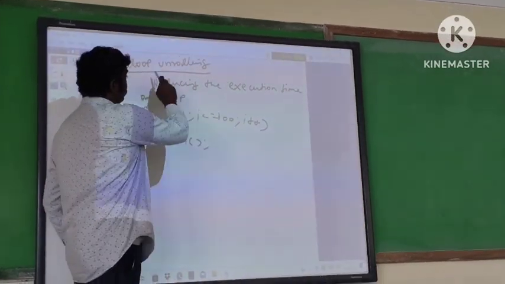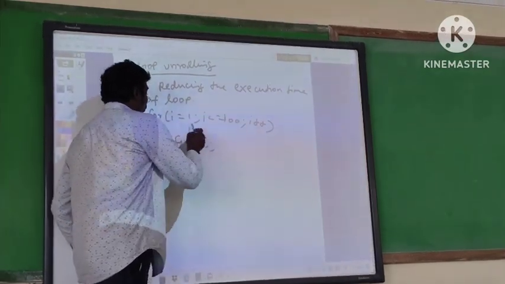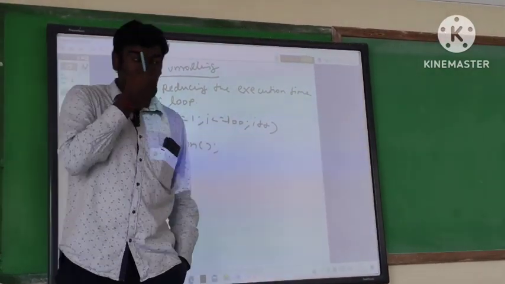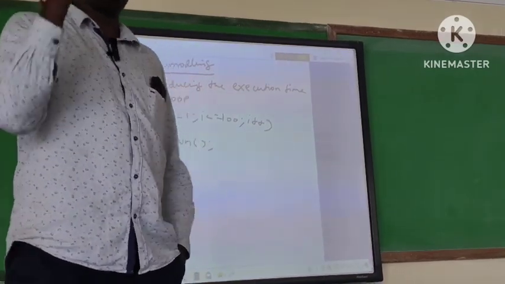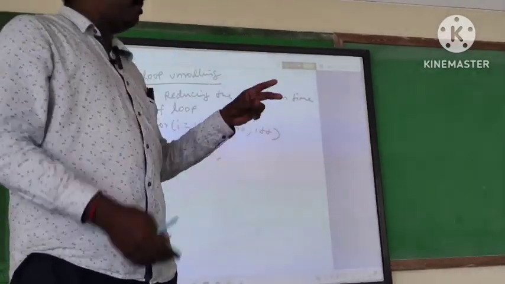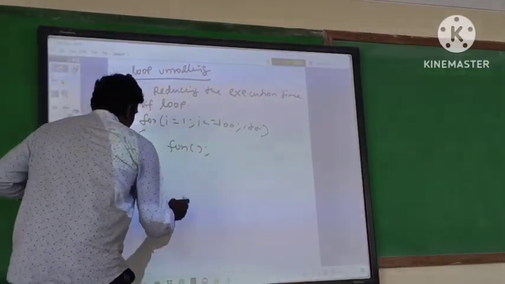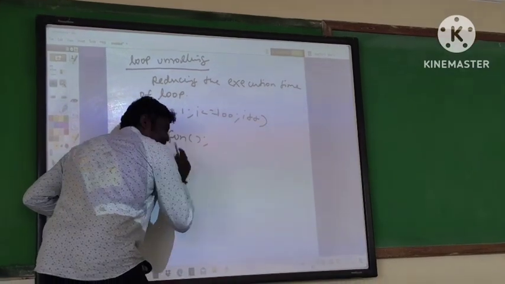Okay. Now, what is actually loop unrolling? Reducing the execution time of the loop, but in no way should the output get affected. Output should not get affected. But using some optimization techniques, I have to improve the efficiency of the code. Okay, now see here. So what I have to do here is, I want to reduce it.